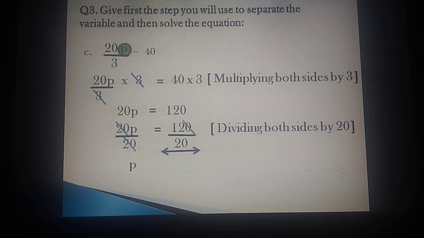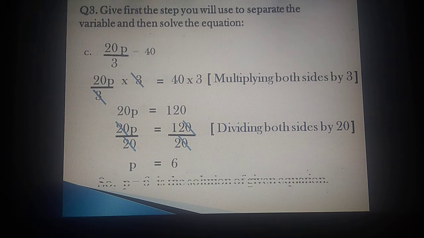We will get 6. Why 6? To simplify it, we can cancel zeros from both the ends, that is from both numerator and denominator. Left with 12 by 2, that is 6. Now we can see in LHS or in the circle, only the variable is left. So this is your final answer.